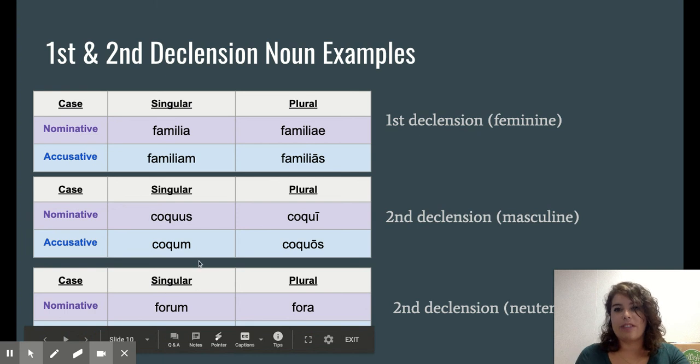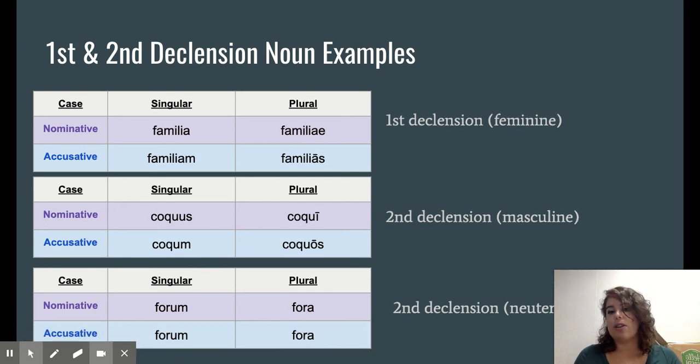So one of them is our word forum that I said. So forum is going to be our nominative subject form singular, the plural fora. And then again, for neuter nouns, they're the same in the nominative and accusative. So that's kind of nice. You don't have to learn any new endings for those. It's just one set for nominative, one set for singular, one set for plural.